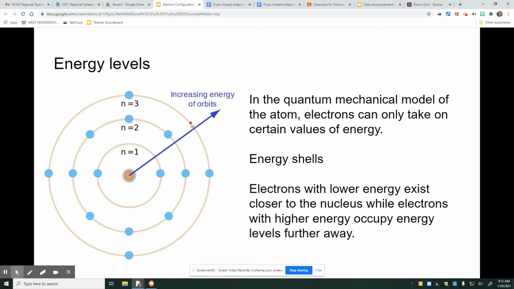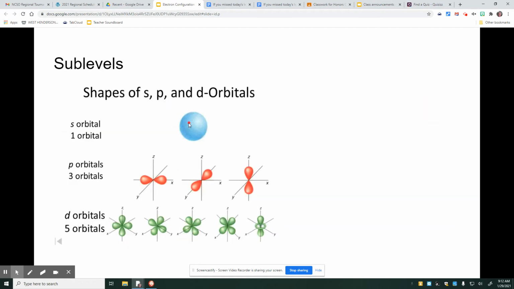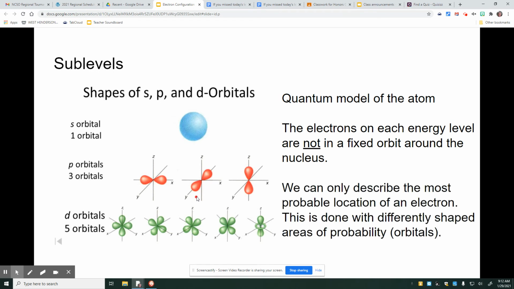So we had to develop this quantum model to really describe these weird little electrons, because they're not like trains on a track. And so what we ended up with is we use quantum numbers to do that. Our first quantum number is the energy level. Our second one is a sublevel. These are mathematically drawn areas of probability. So these shapes do not exist within an atom. They are mathematically drawn areas of probability that describe the most probable location for an electron. So we can only describe the most probable location. We can't tell exactly where it is.